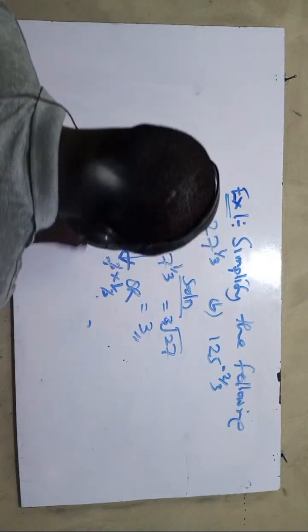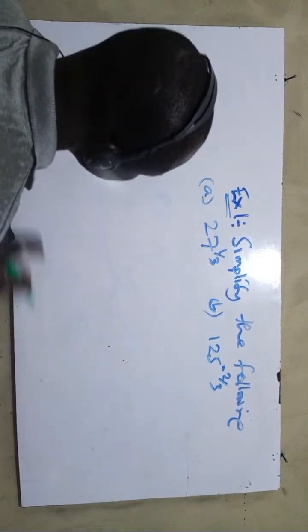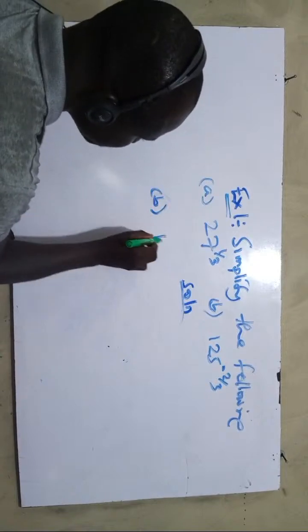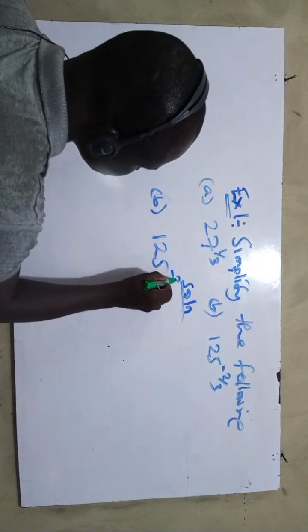Then the second example. The solution to the second example is where you have 125 raised to power 2 over 3.